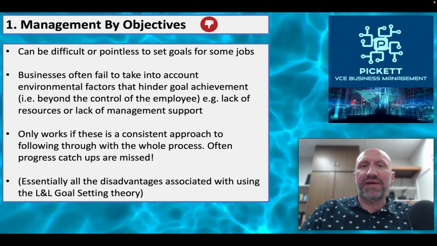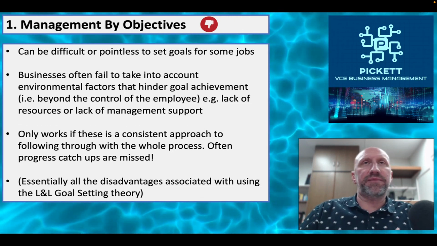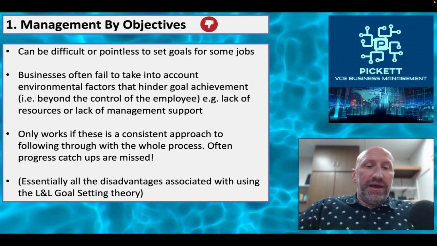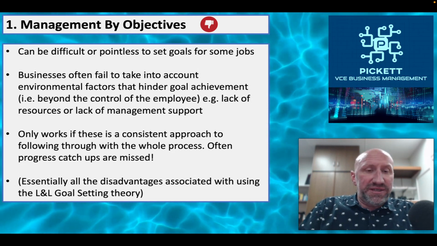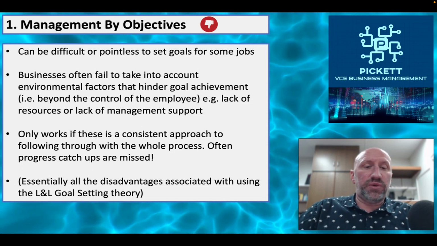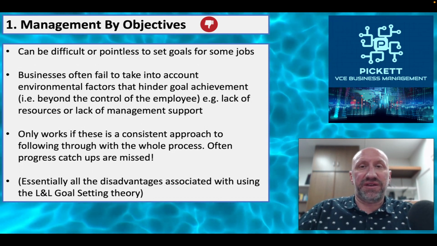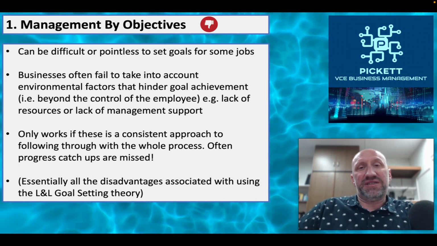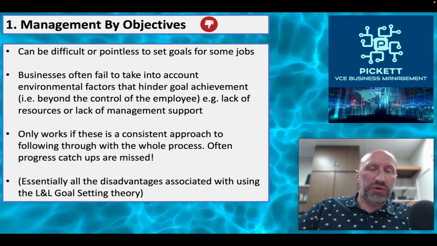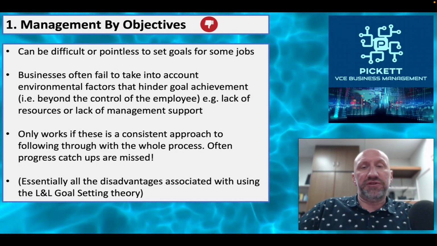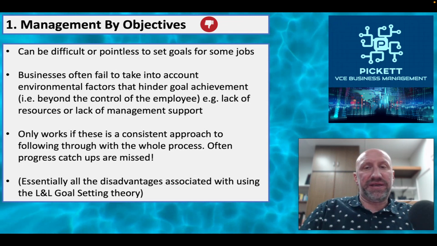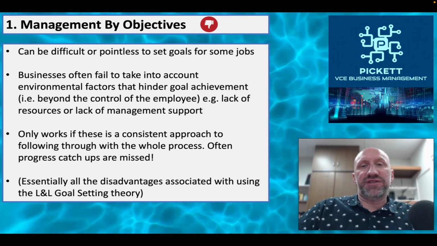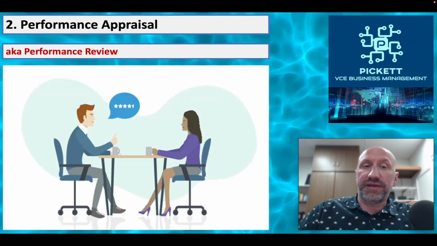So, the workaround there obviously is make sure they do, make them a priority. It's just sometimes not as easy as that. So yeah, basically at the bottom there it says it all, the disadvantages associated with using the Locke and Latham goal setting theory, because that's really what we're talking about here. Okay, so the disadvantages or the negatives, the cons of using management by objectives really replicates the list of disadvantages, cons or negatives of using the Locke and Latham theory.